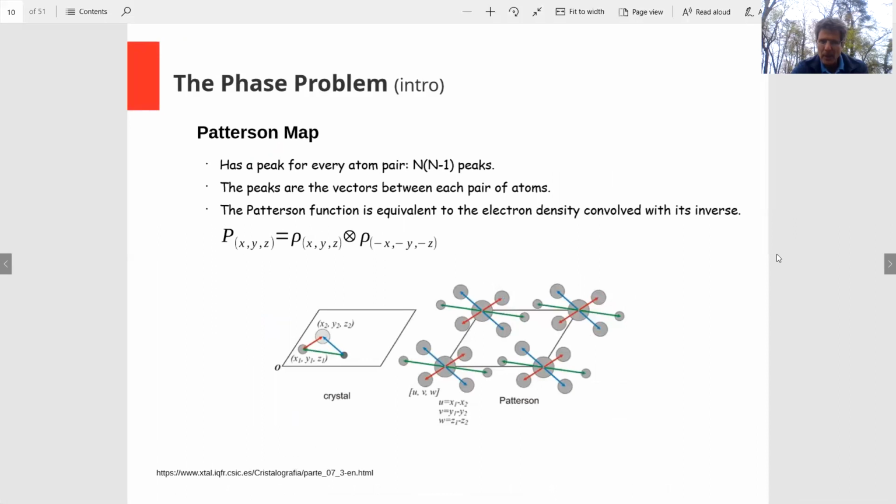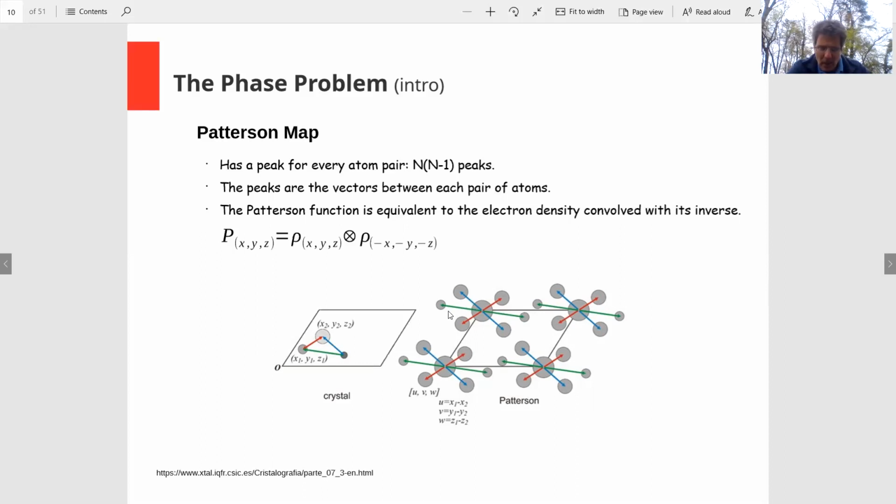Okay, Patterson map. So what does the Patterson map look like? The Patterson map also has a set of peaks, in the same way that the electron density has a set of peaks. However, it has many more peaks. In fact, it has order n squared peaks. Each peak in the Patterson map represents a vector, and they are the vectors between each pair of atoms in the repeating unit of the crystal, or in the electron density map. So let's say you had 100 atoms in your repeating unit, or in the electron density map that you're trying to get to, then there'll be 100 squared peaks in the Patterson map.